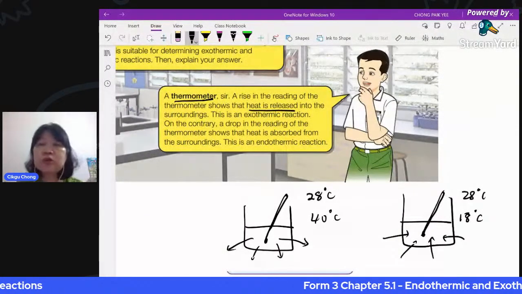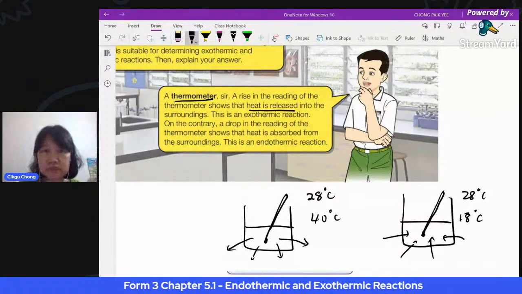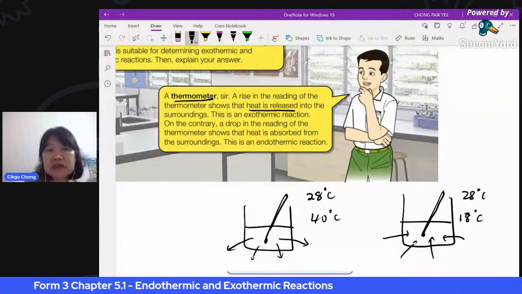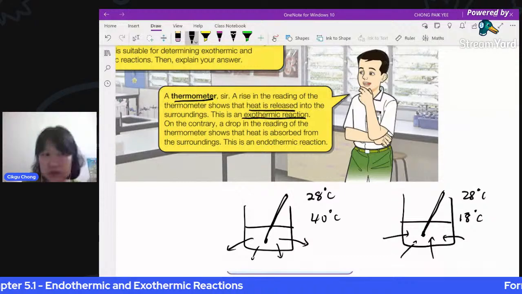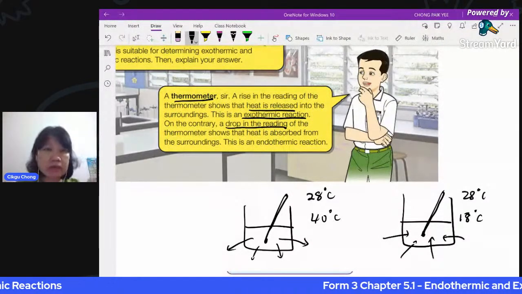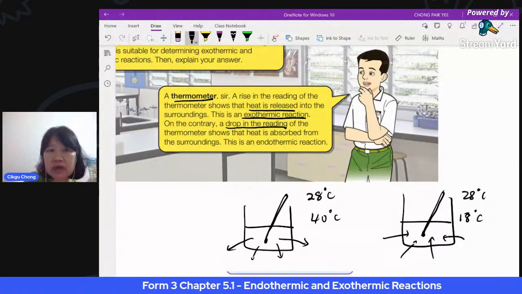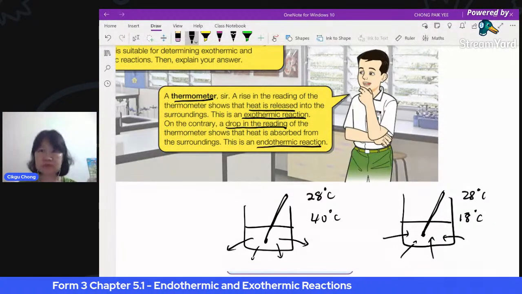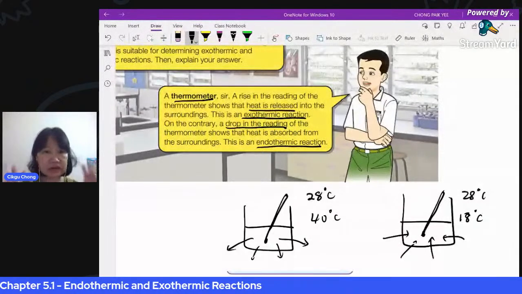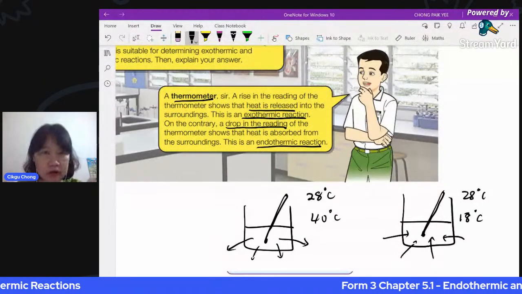So how do you know whether it is endothermic or exothermic? Look at the temperature change. If temperature rises, that means it's an exothermic reaction. And when there is a drop in the reading, that means the temperature decreases. It shows the heat is absorbed from the surrounding, so it is an endothermic reaction. Okay, so the very simple understanding here. So I'm going to go through the experiment so that you can do your report.